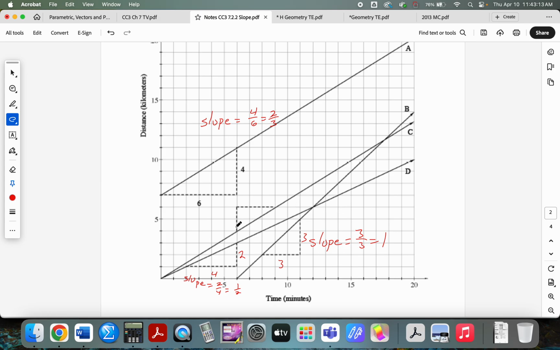And then this one, let's see, that's 1, 2, and 1, 2, 3. So the slope for that should be 2/3, which makes sense because A and C are parallel to each other. They need to have the same slope. If they have different slopes, they're eventually going to cross one another someplace.